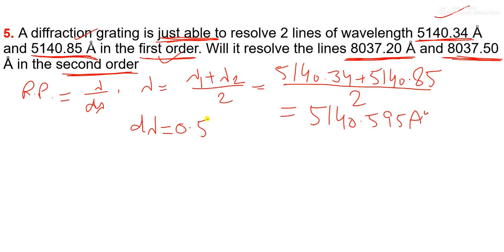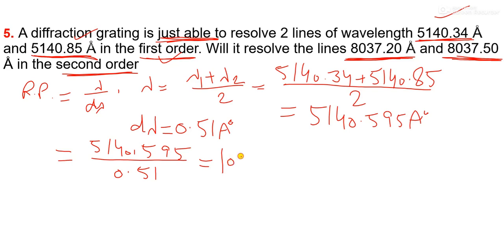and d lambda, the difference of these two wavelengths, comes out to 0.51 angstrom. So resolving power equals 5140.595 upon 0.51, and this is equal to 10,080. Okay, so this is the resolving power of our grating in first order.